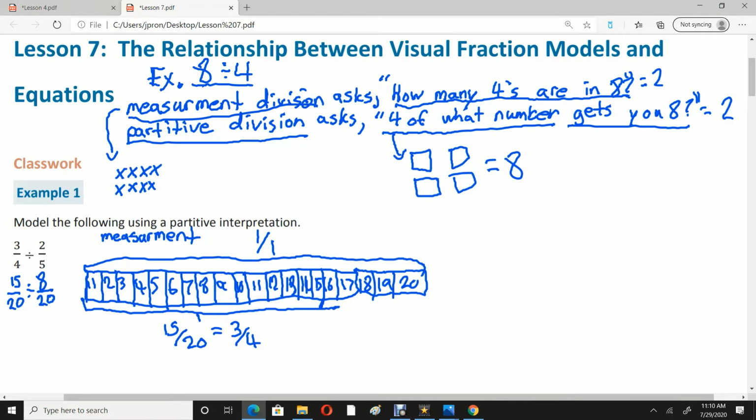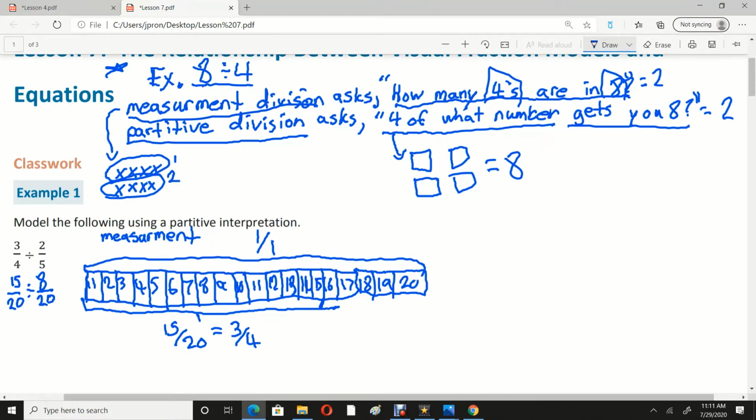So modeling my example problem up here using measurement division would include taking 8 of something, right, and taking out groups of 4 from it. So how many groups of 4 can I get out of 8 wholes? So I have 1 group, 2 groups of 4.